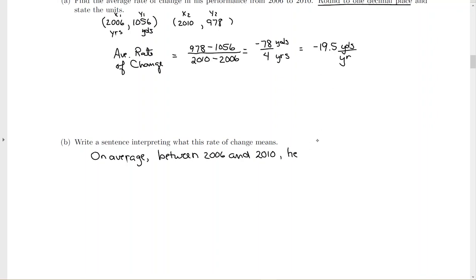And because it's negative, we're going to say he lost. If it were positive, we'd say he gained, but he lost in this case 19.5 yards each year. Not all 4 years, not every 4 years, but just each year between these 4 years, he lost about 19.5 yards. That's our interpretation.